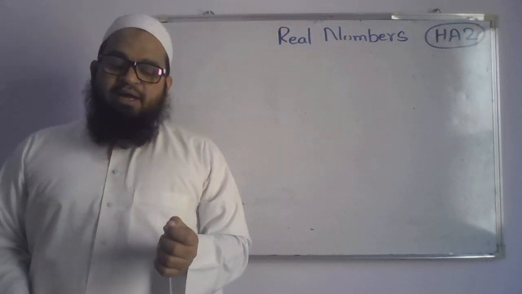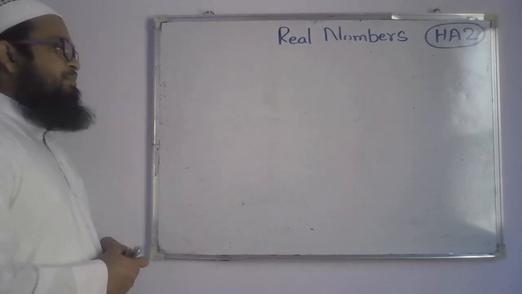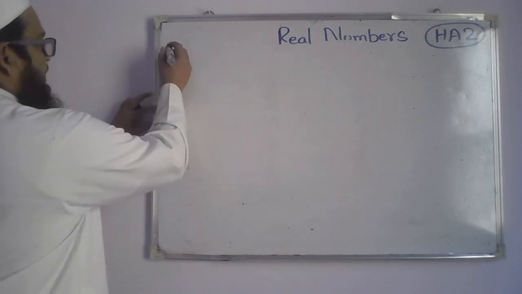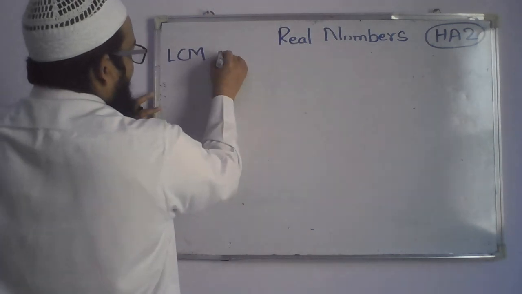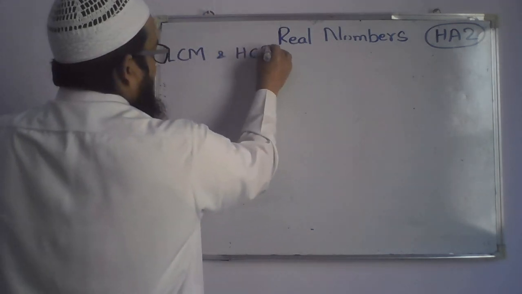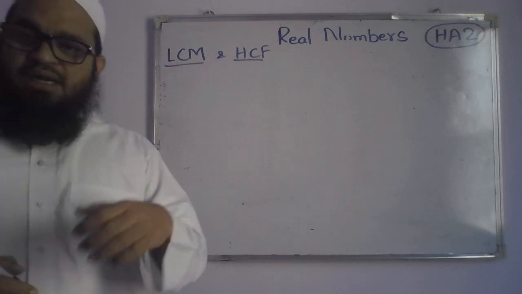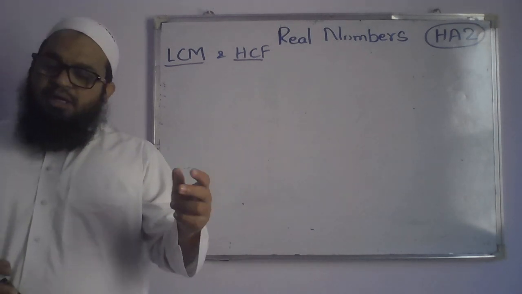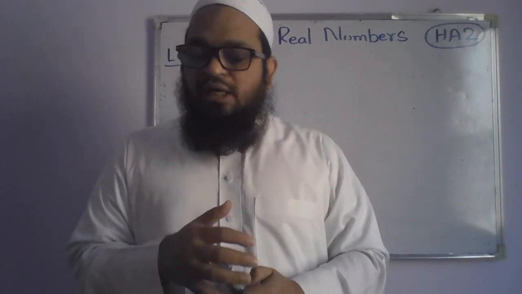Now we have seen the concept of prime factorization. Using prime factorization, we can find out two things, which are LCM and HCF. What are LCM and HCF? LCM is nothing but least common multiple. It is very simple and easy to understand. So what is the least common multiple?